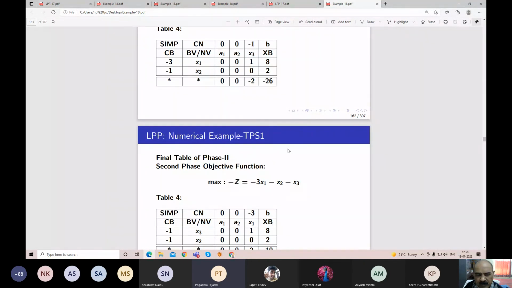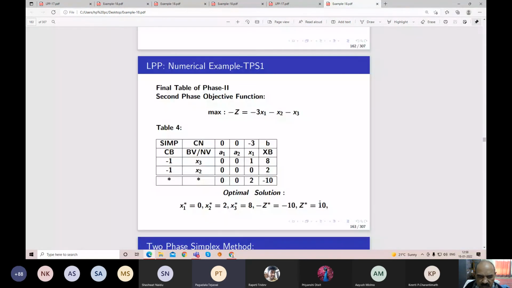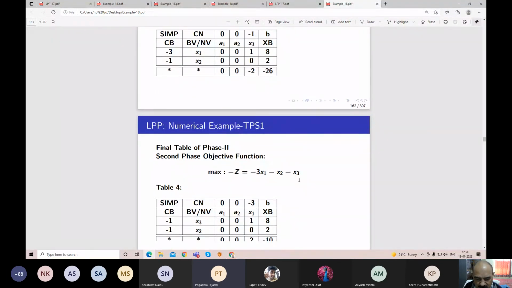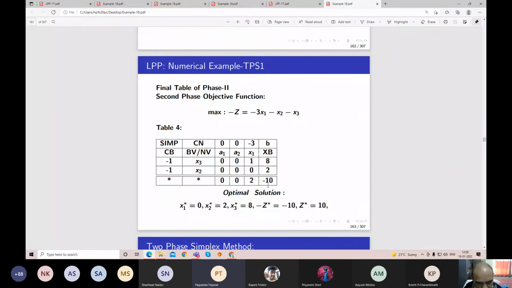And this value, earlier it was minus 26, you can see here. So next, 1 into minus 26. How much? 1 into minus 26, minus 26 plus 16. That is minus 10. So we got minus 10. So minus z equal to minus 10. So z equal to 10. So our optimal solution is x1 equal to 0, okay, x2 equal to 2, x3 equal to 8, and the optimal value z star equal to 10.